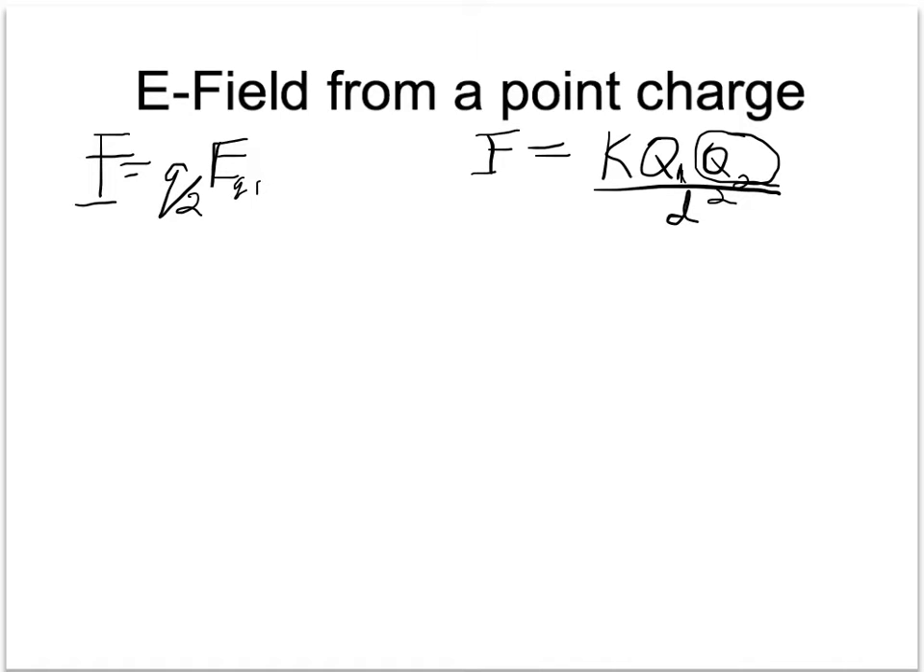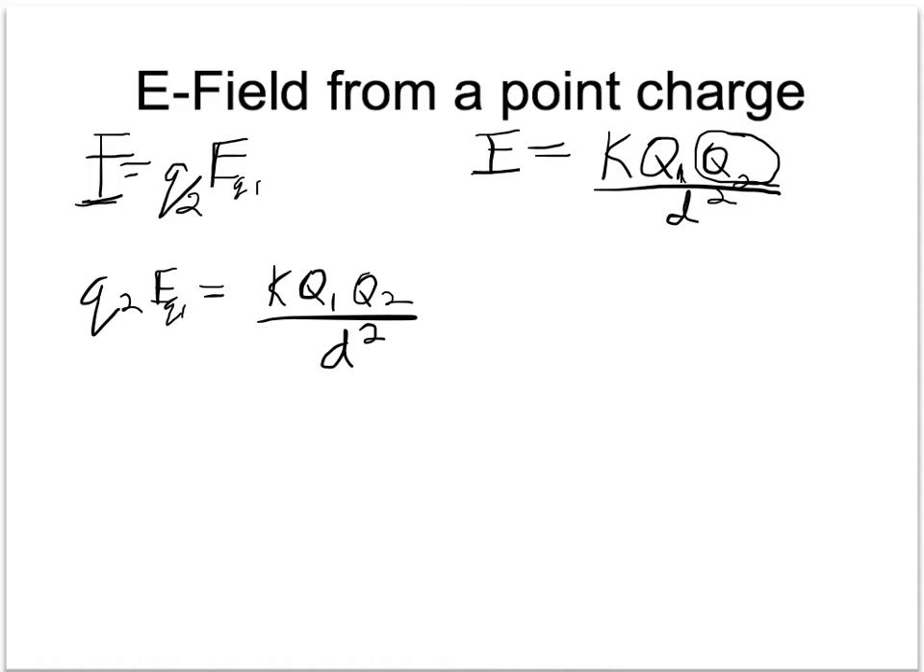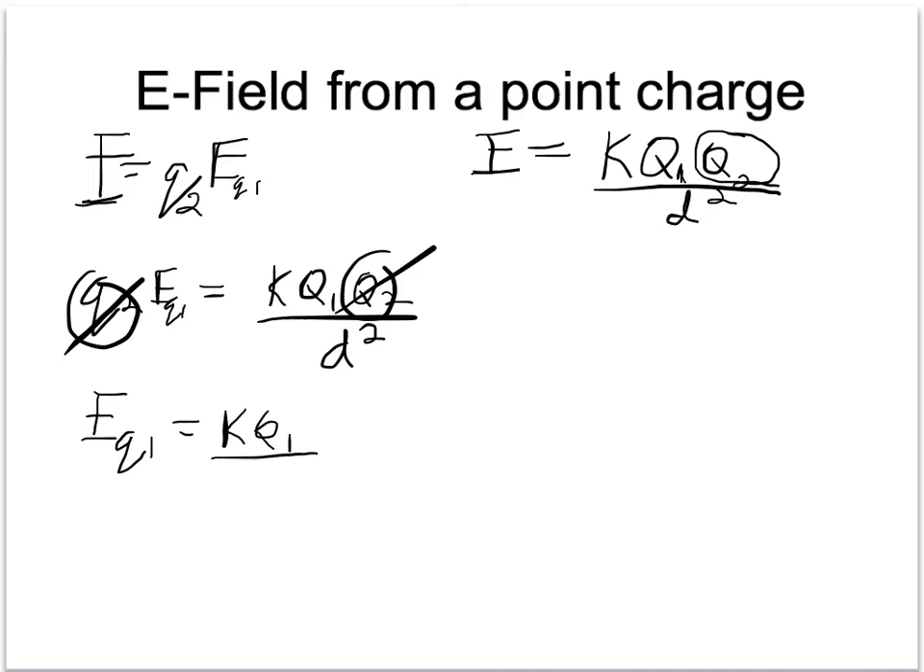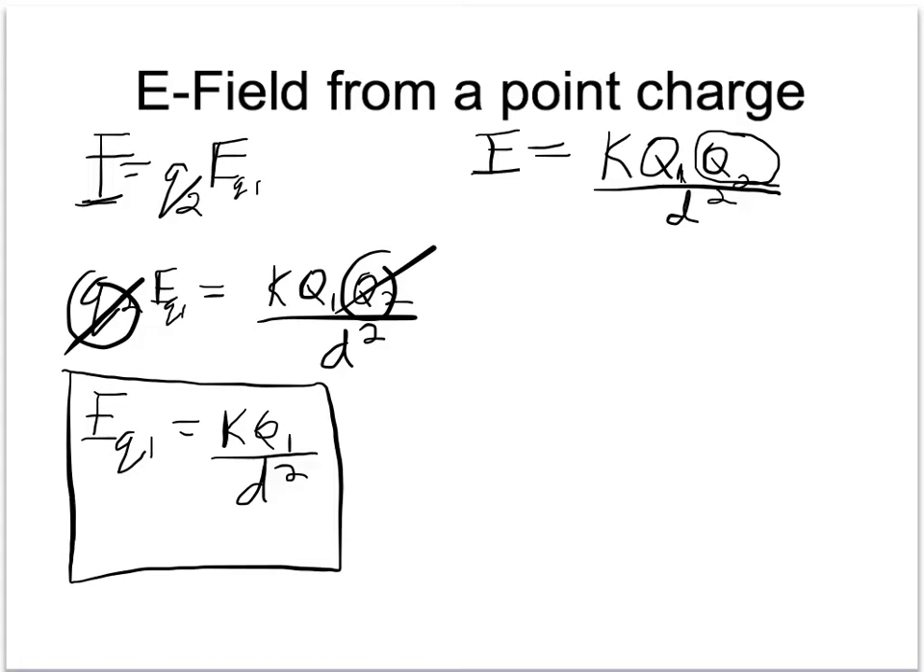And from that, we could then set the two equations equal to each other. So now we have Q2 times the electric field from Q1 equals k Q1 Q2 over d squared. And if this is, in fact, the same Q, those two sides cancel, and the electric field from Q1 is k Q1 over the distance from Q1, wherever you're trying to measure the electric field. So this is, in fact, the formula that you use when you're finding the electric field from a charge. Now I'll make up a problem.